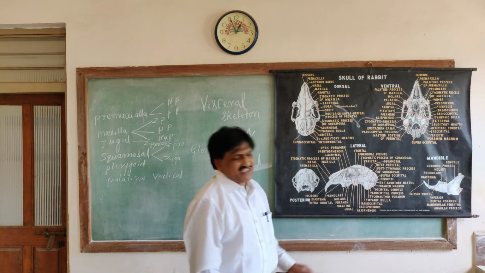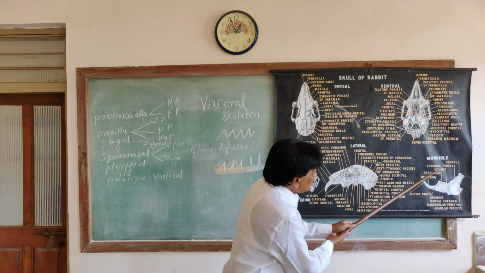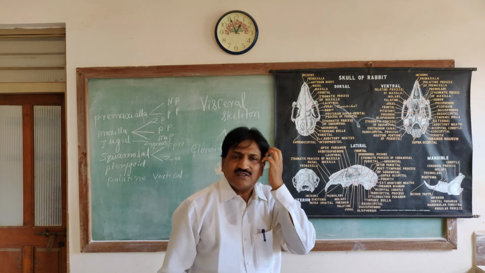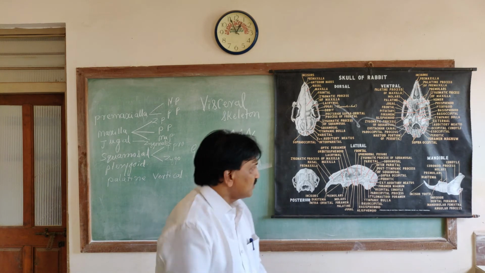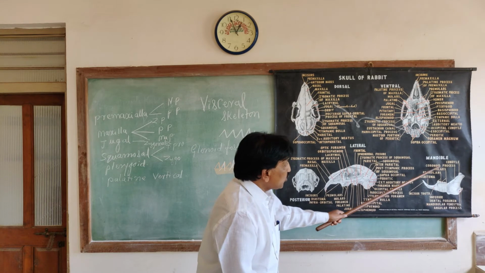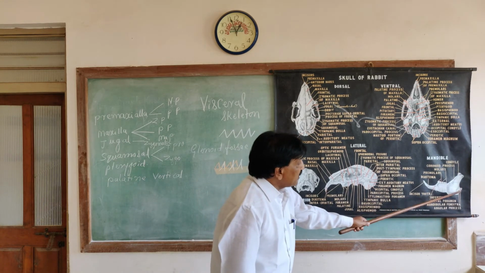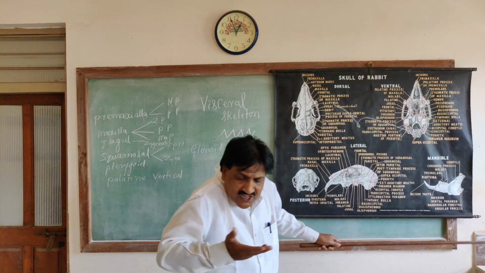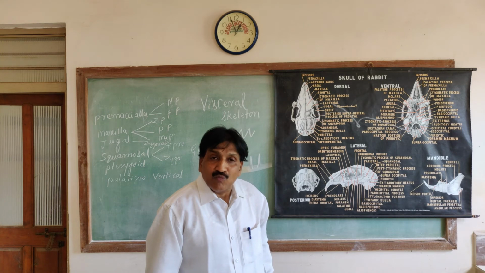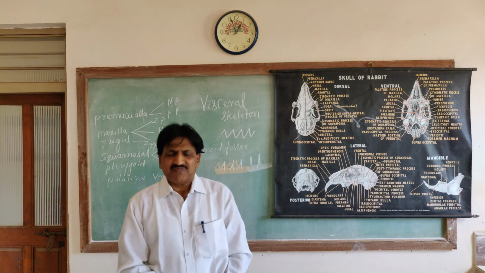It has 2 processes. In front of the condyle there is a process called the coronoid process. How many processes? There are 2 processes. The lower side of the condyle has one more process, that is called the angular process. That's all.